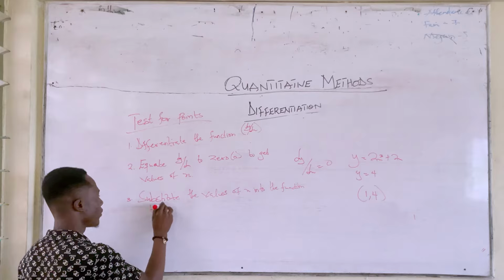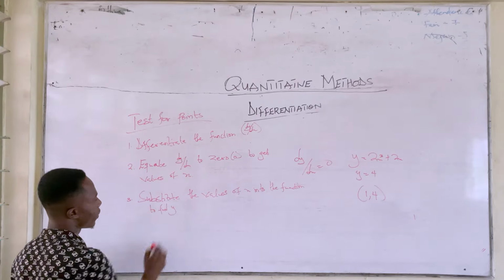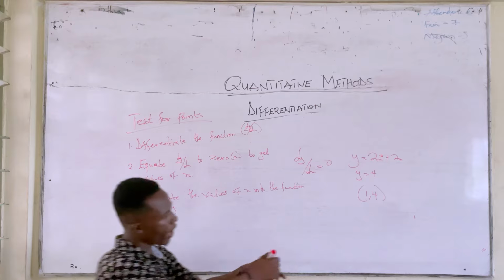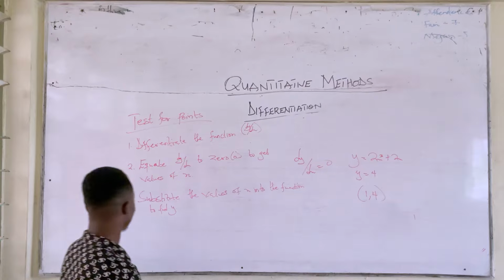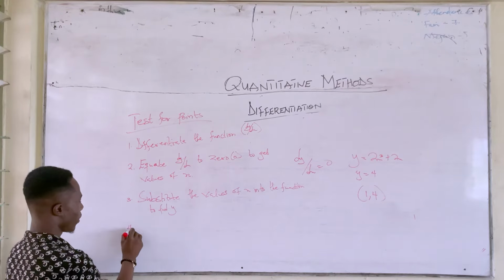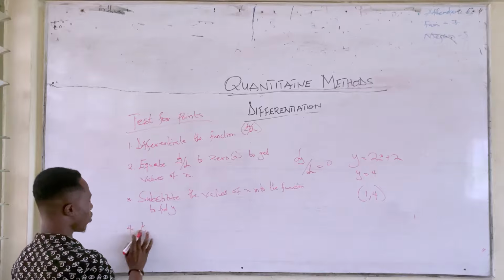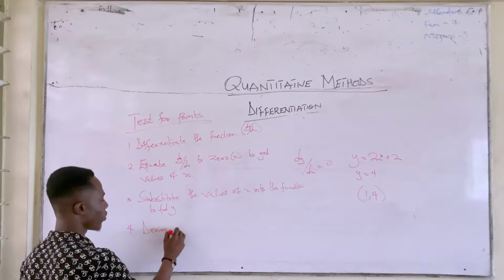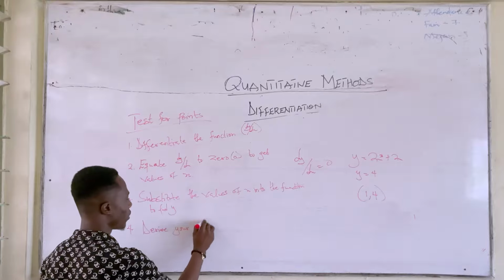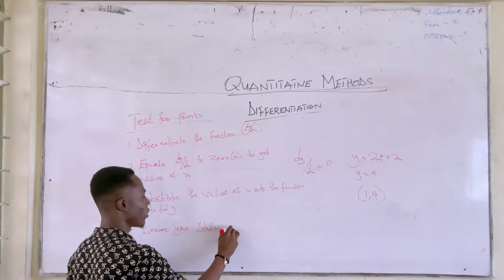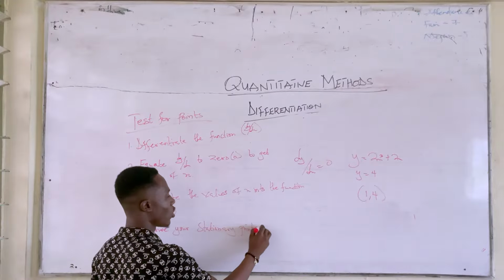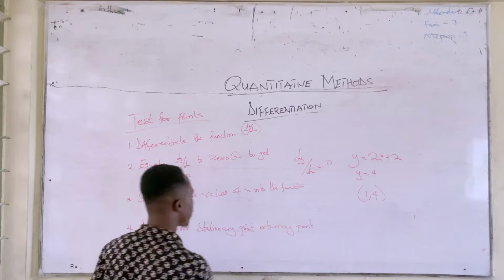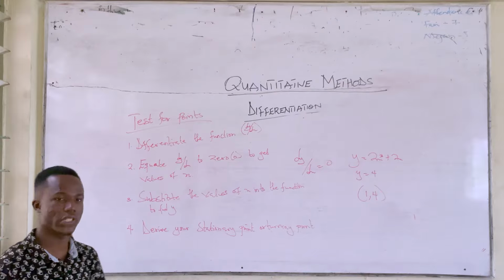To find y. That is the third step. Then after getting the values of y, or let's say building your point, so (1, 4), now you derive your stationary point or turning point. Stationary points or turning points. So you derive your stationary point or turning point.